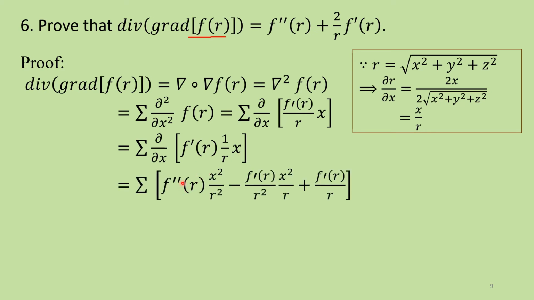So you can take that derivative of f dash of r is f double dash of r into inner term dou r by dou x, which is nothing but x by r. So x by r into x by r already we have, that gives x square by r square, plus first function as it is, f dash of r, into derivative of 1 by r, which is minus 1 by r square, into derivative of r, which is dou r by dou x.